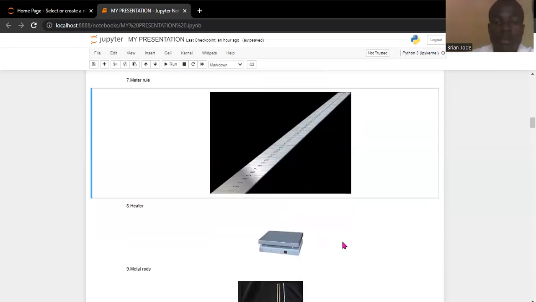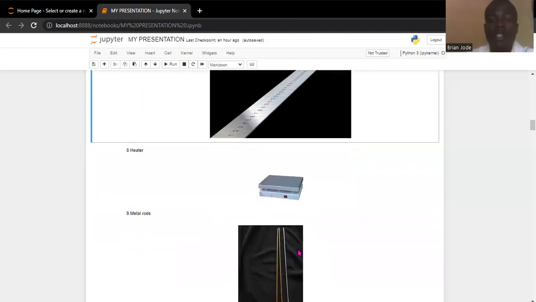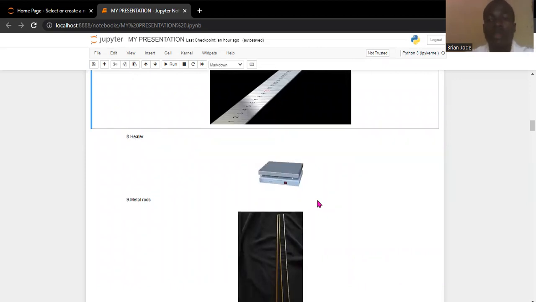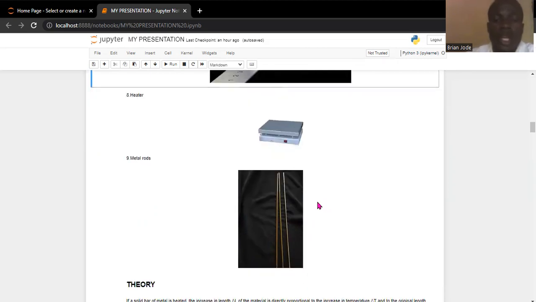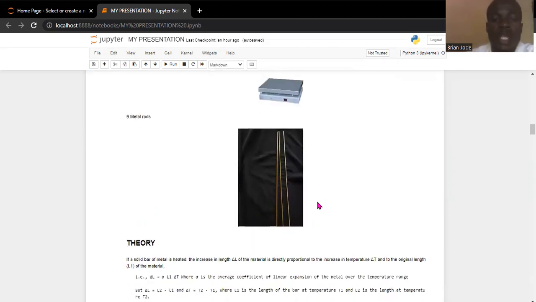We also have another apparatus here, that is the heater, because the heater will be used to generate heat that will enable us to heat up water to generate steam. And we also have the three metal rods that we are studying.